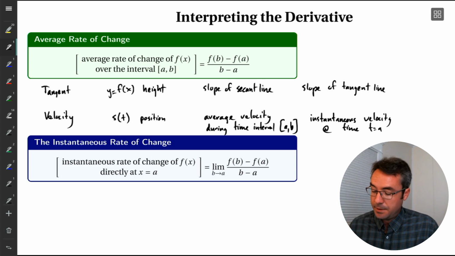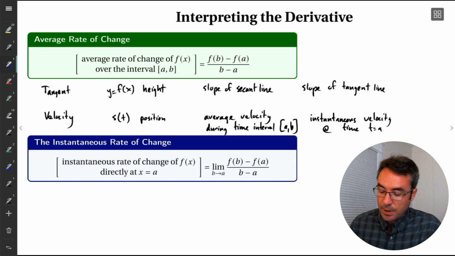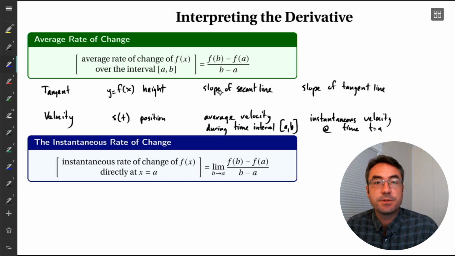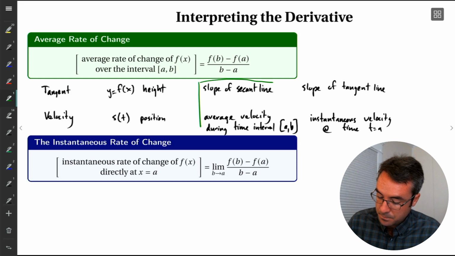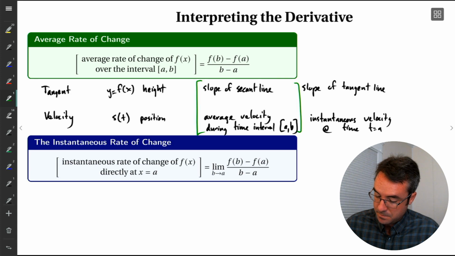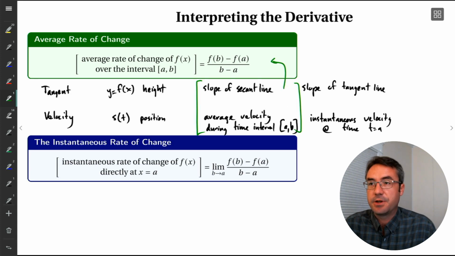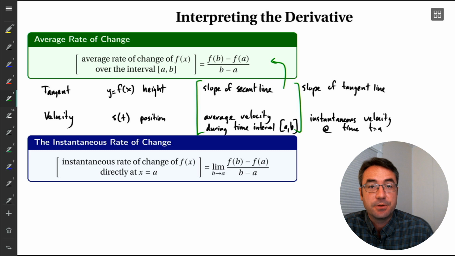So for the tangent line problem, this difference quotient represented the slope of the secant line connecting points P and Q. And for the velocity problem, it was the average velocity during a specific time interval. So that's what our difference quotient represents in each of those cases.